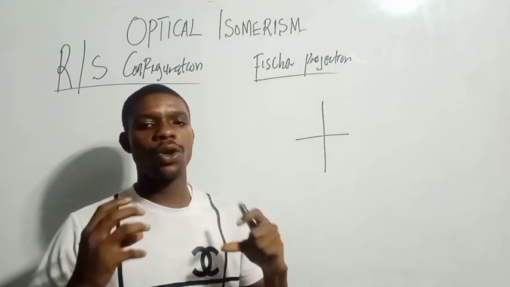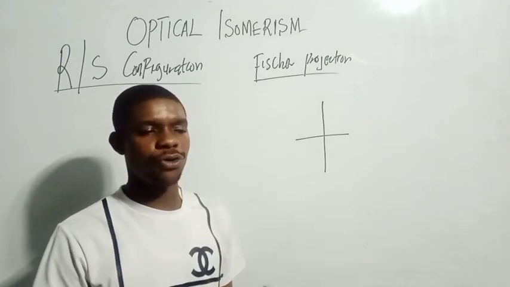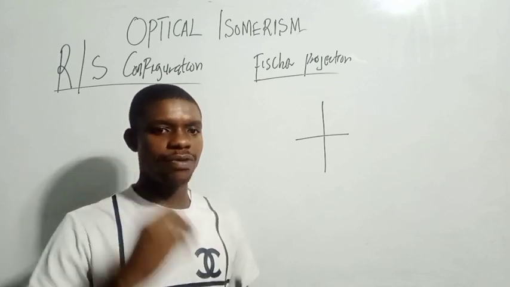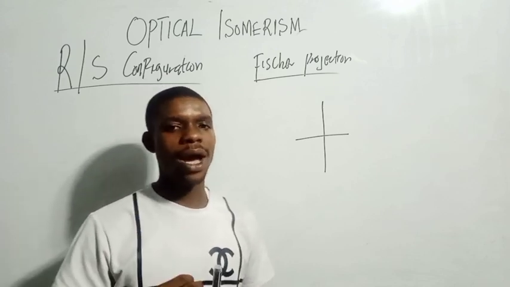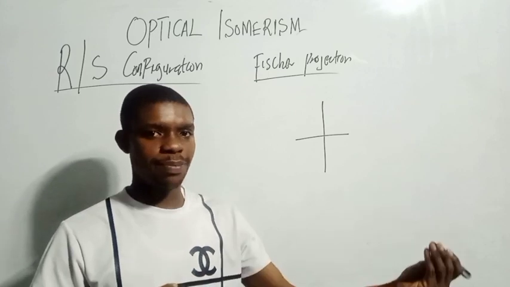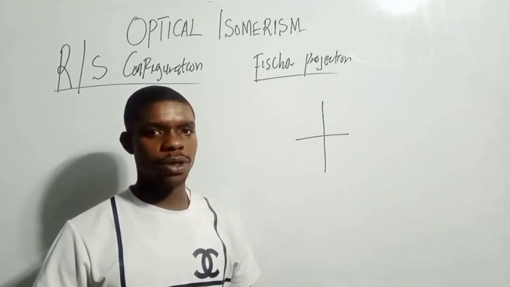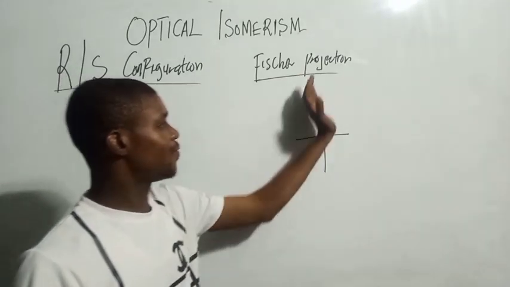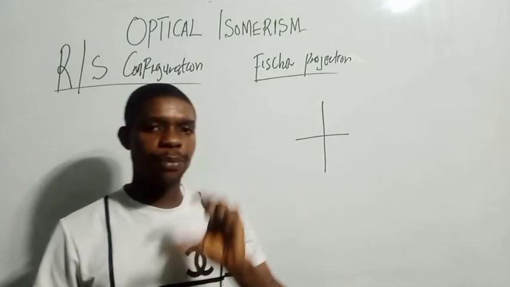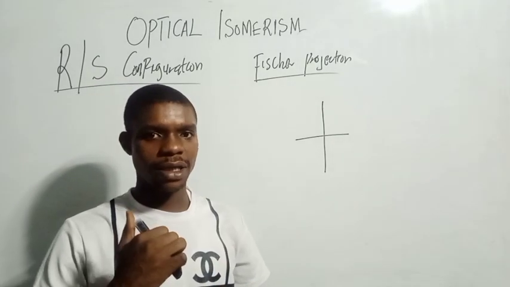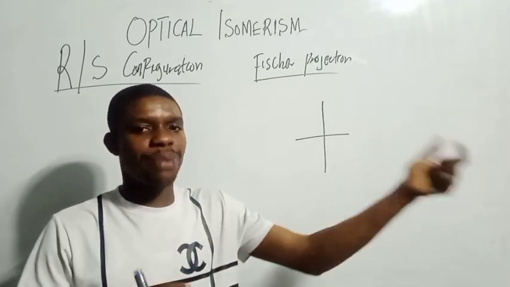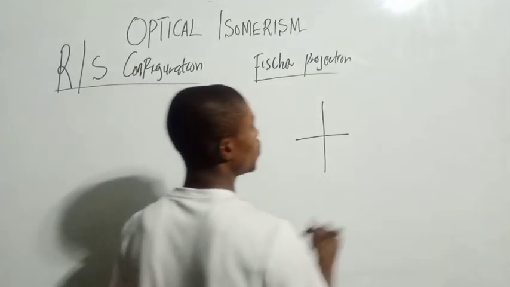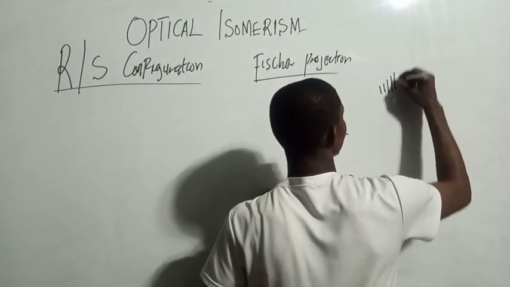When you look at objects in three-dimensional form, you find that some objects project out of the plane of the paper towards the viewer, while some project behind the plane of the paper, away from the viewer. So in the Fischer projection formula, the horizontal line represents the bonds that point towards the viewer, and the vertical line the ones that extend back behind the plane of the paper.